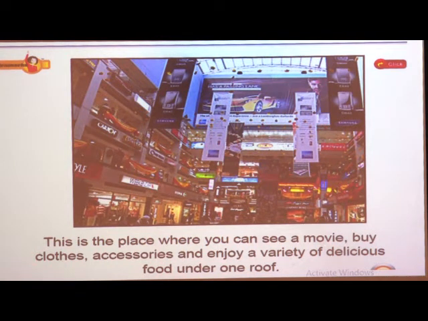See, you can see this image. It is an image of a mall. A mall is a place where you can get anything, okay. So where you can see a movie, you can buy clothes, accessories and enjoy a variety of delicious food under one roof. There are different types of shops. It may be food shops, it may be clothing, everything is under one roof.